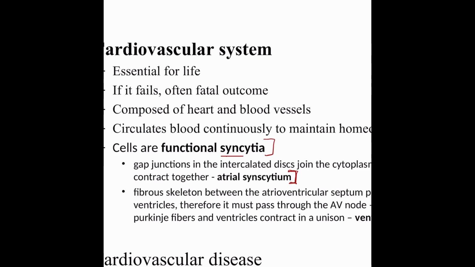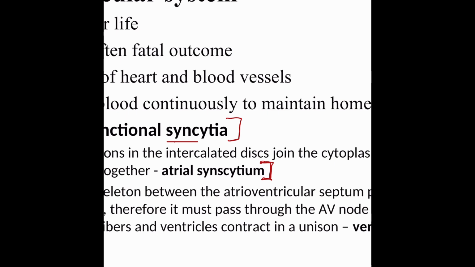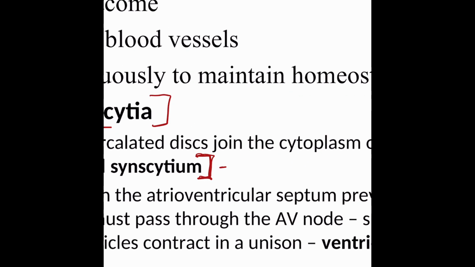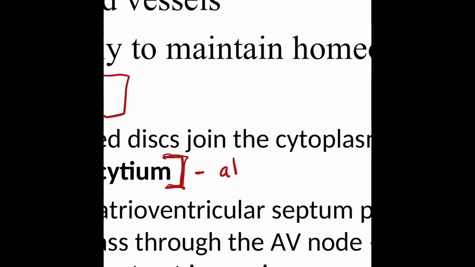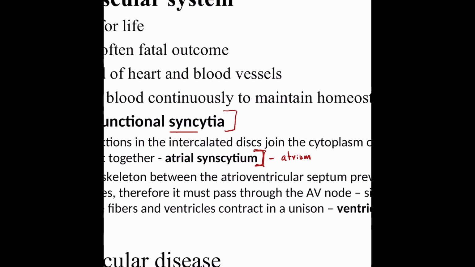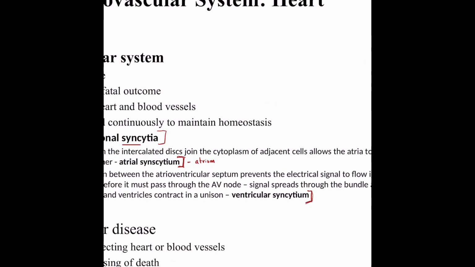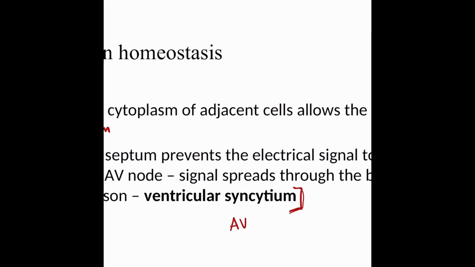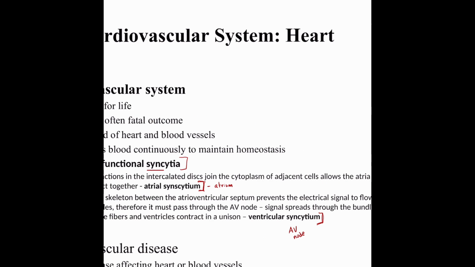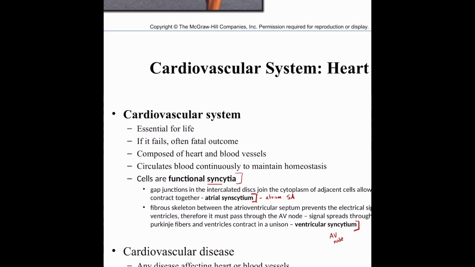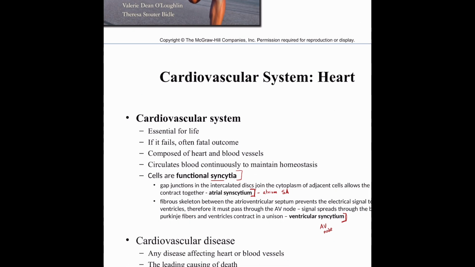There is atrial syncytium, however you want to say it. It just has to do with how the atriums, both left and right, sync up through the conduction of the electrical signal from the SA node. And then you have ventricular syncytium, which has to do with the AV node. We'll get into that as we go further on. But just know that they are supposed to sync up and contract together and pass along the signal.